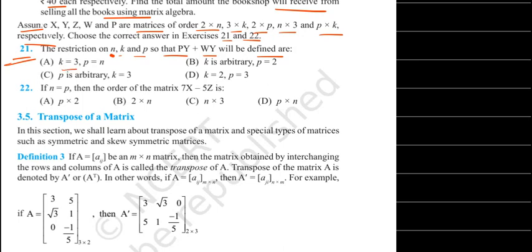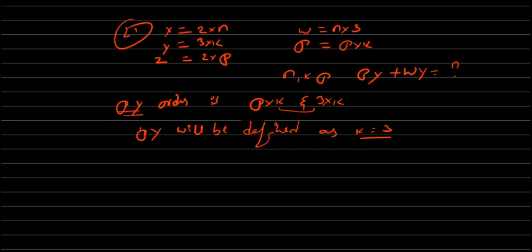Since, to confuse you, sometimes they will give it multiple times, we can go at that time. So we can do the next also. The next they have given is WY. The order of W is n into 3, and Y is again 3 into k. Since this is the same, 3 into 3.